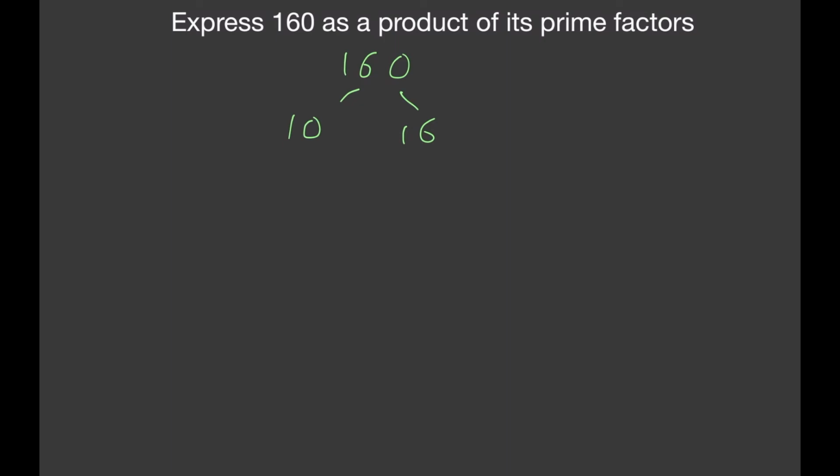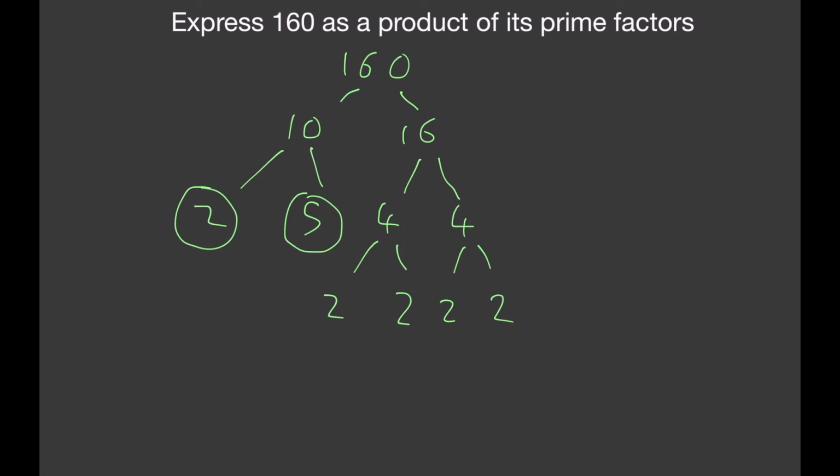Neither of these are prime numbers, so we can expand both the left and right side now. So 10 can be expanded down into 2 and 5. Seeing as 2 is a prime number and 5 is a prime number, we'll leave it as it is there. And we can expand 16 to 4 multiplied by 4. So 4 multiplied by 4 will give us 16. And 4 isn't a prime number, so we can expand this down into 2 and 2, 2 and 2. So what we'll do now is we need to circle all of our prime numbers. So 2, 5, 2, 2, 2, and 2.